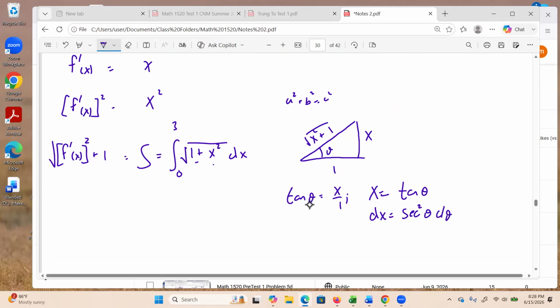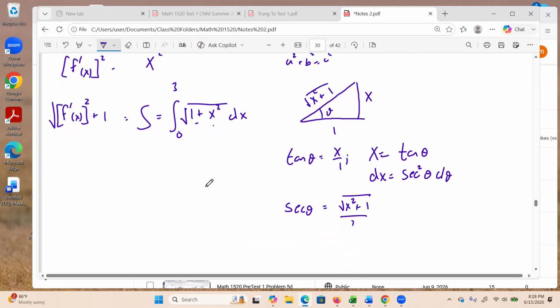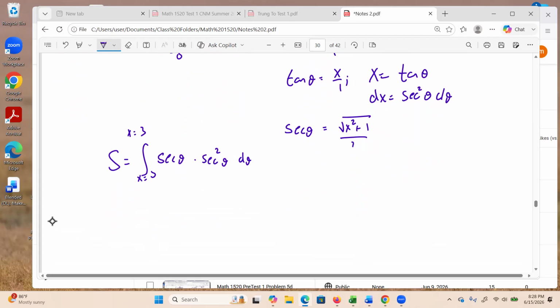Now, by the way, what is secant equal to? Secant of theta is equal to hypotenuse over adjacent. That's equal to the square root of x squared plus 1, technically over 1, but that's not too big of a deal. So let's substitute this back in. We have S is equal to the integral from 0 to 3. I'll just put a little x equals so I can remind myself that our limits are in x. The square root of 1 plus x squared is secant theta. What was my dx? My dx is secant squared theta d theta. Oh joy, we've got to calculate the integral of secant cubed theta d theta.